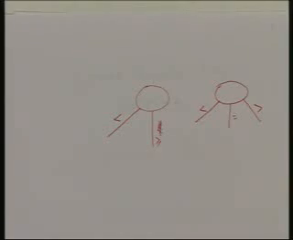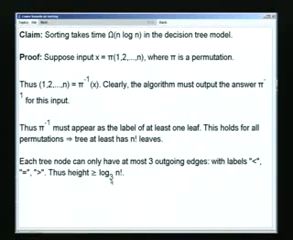Now if each tree node can only have 3 outgoing edges, then the height must be at least log of the number of leaves to the base 3. The height of a ternary tree is at least log of the number of leaves to the base 3, and therefore the height must be at least log of n factorial to the base 3, because n factorial is a lower bound on the number of leaves.